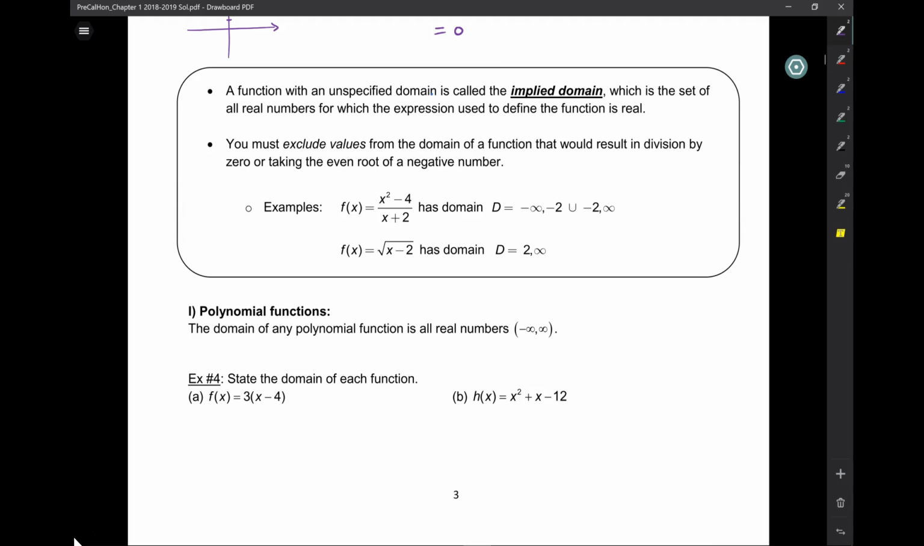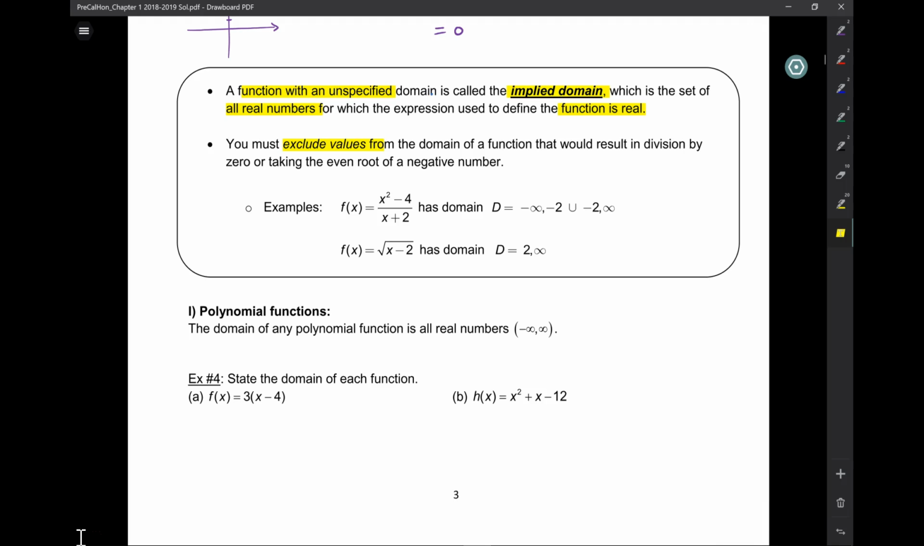A function with an unspecified domain has what is called the implied domain, which is the set of real numbers where the function is real. So if I just give you a function, that implies that it exists on the domain where everything is real. So how do we find the domain? Rather than saying all the points where the function exists, because that could be infinitely many, we just say where it doesn't exist. So we just exclude the points where it doesn't exist.